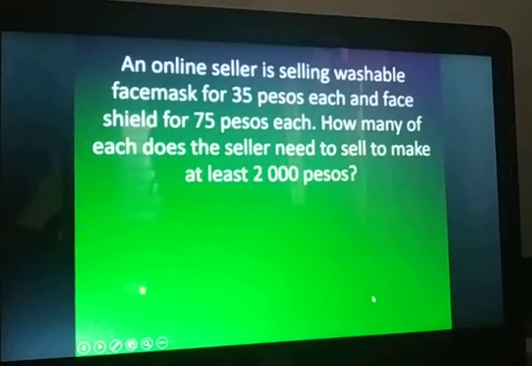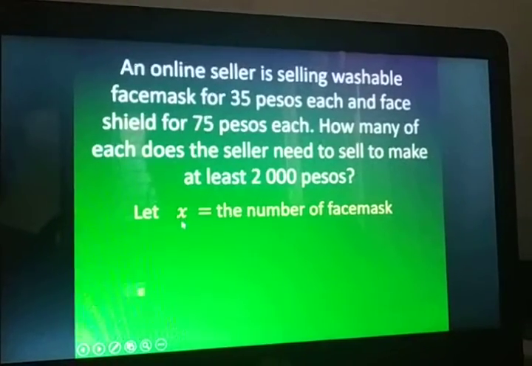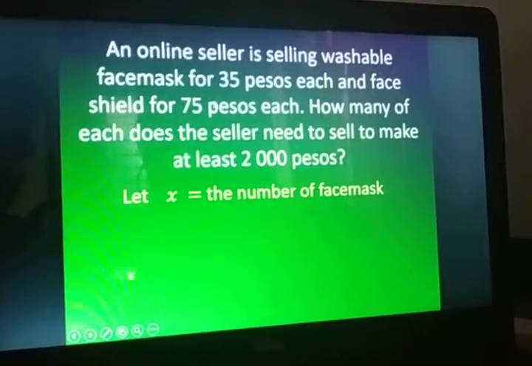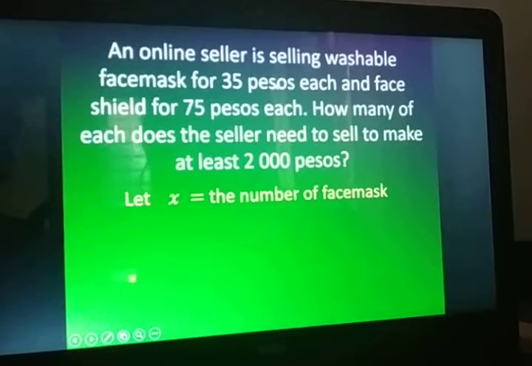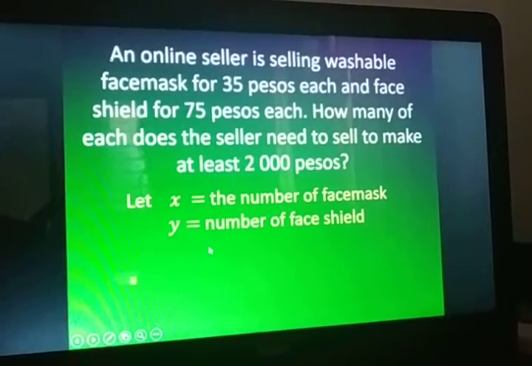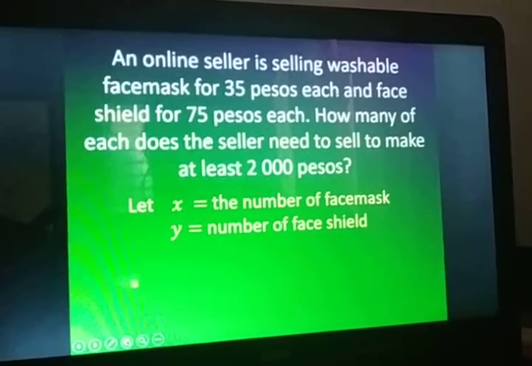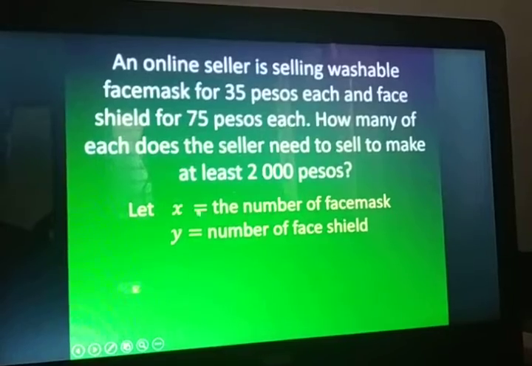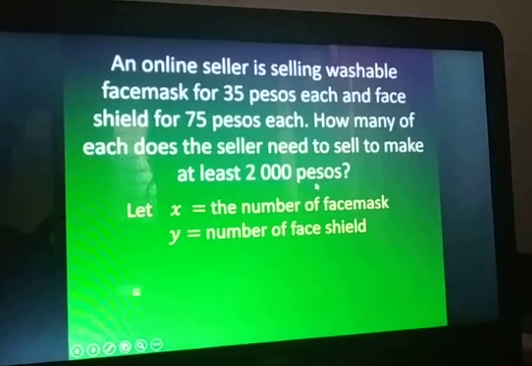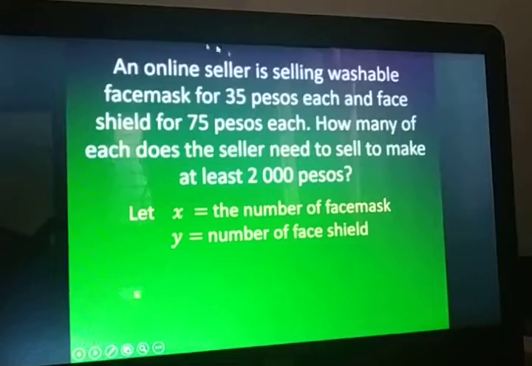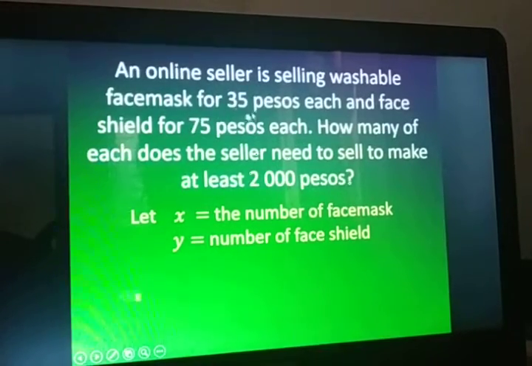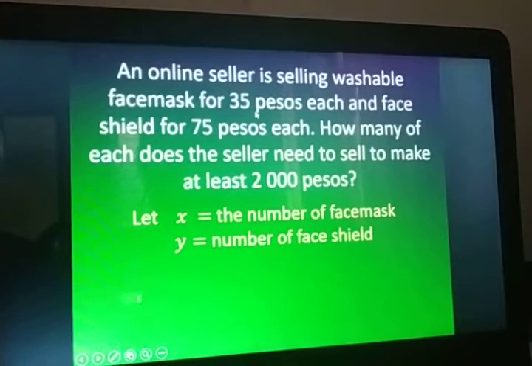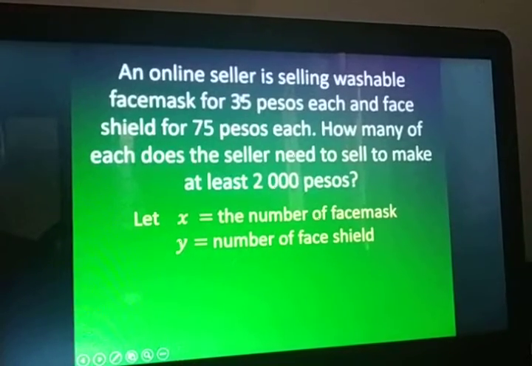Okay? So let us represent X, the variable, as the number of face masks. The face mask is 35 pesos each. And Y variable is the number of face shields, and the face shield is 75 pesos each. The question is, how many of each does the seller need to sell to make at least 2,000 pesos? So, the first sentence will tell us, 35 pesos ang face mask. So, 35x, 35 pesos for each face mask.